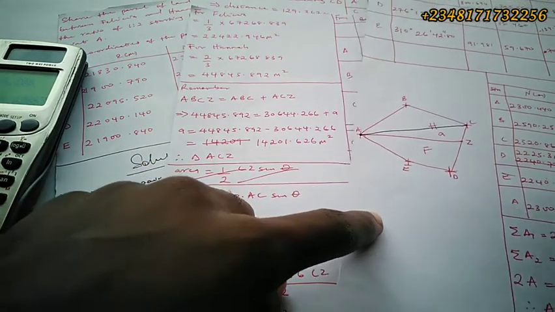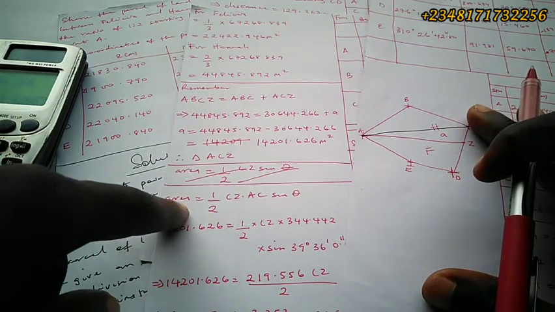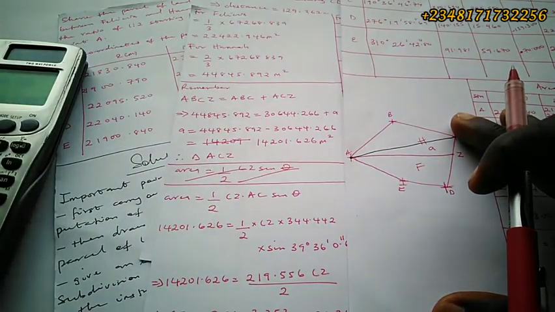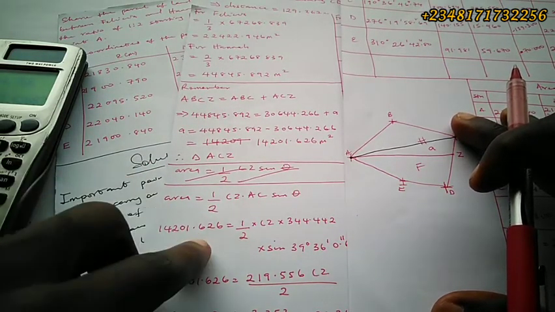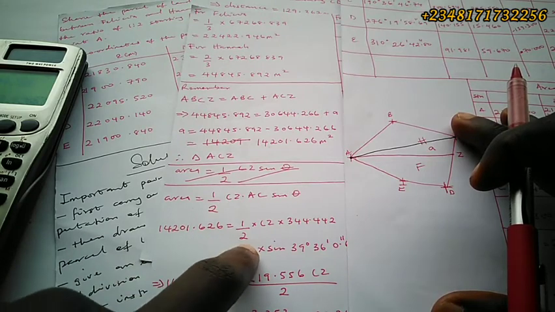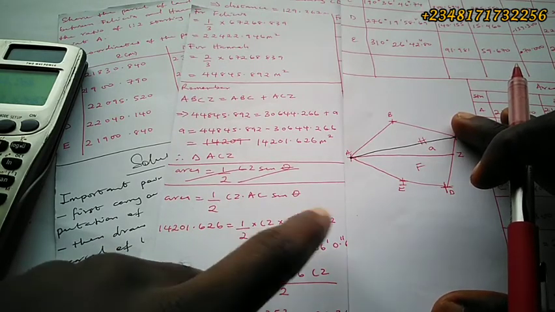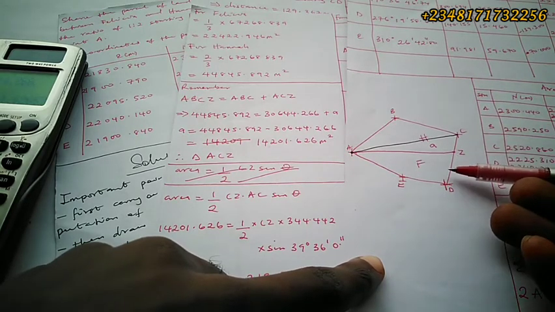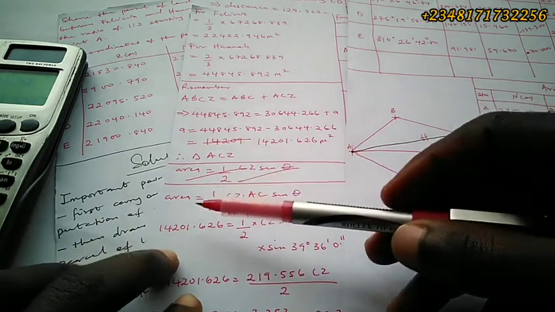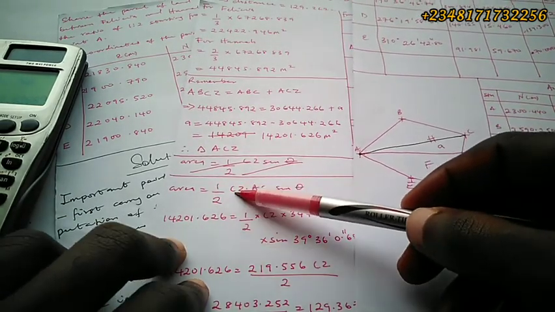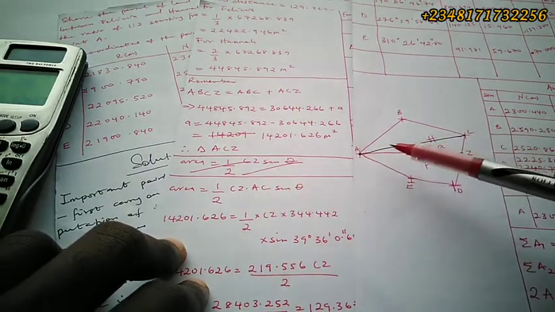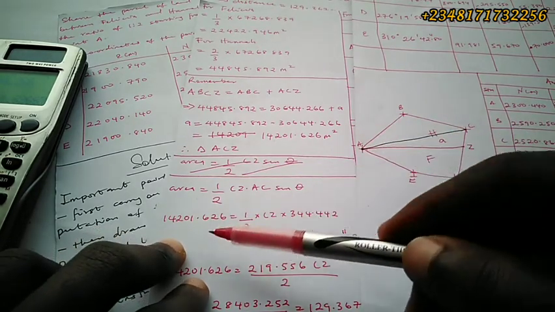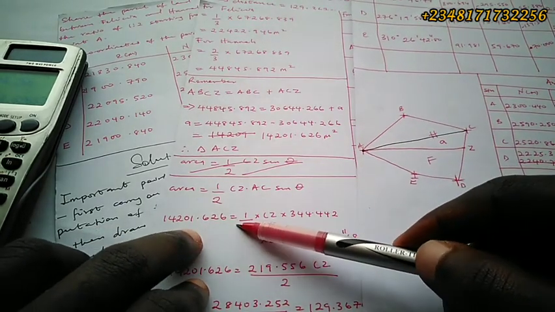Now, the next thing we are going to do is that we actually know the area we got from making ACZ the subject of the formula. So by the time we got that area, we are now going to use it to calculate this side CZ, because we don't know the value of Z. That's why we are still taking all these steps. So the next thing now is that area is equal to half CZ, which is this base, times height, which is AC sine theta. So we already know that the area of this ACZ is 14201.626 equal to half CZ.